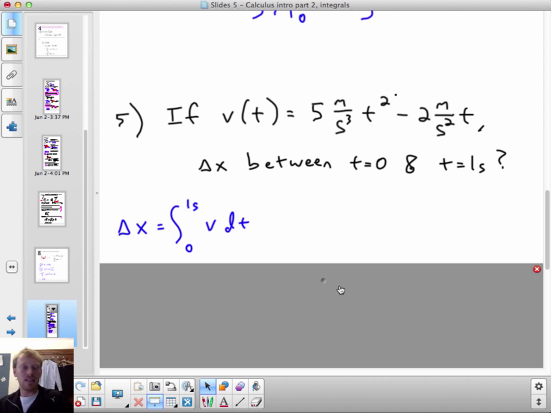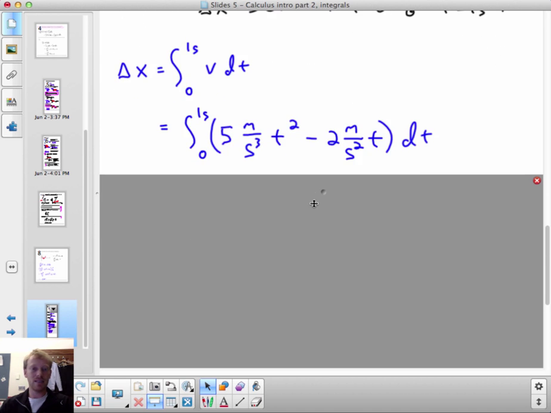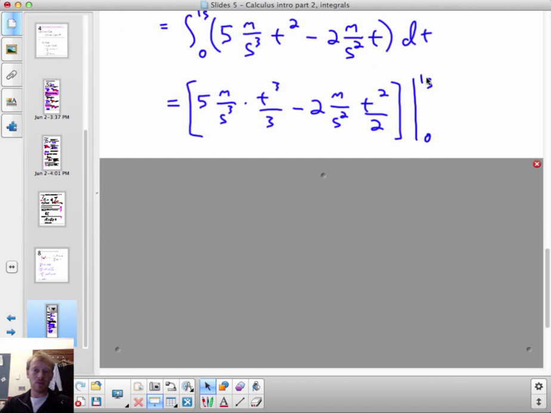The displacement is the integral of the velocity with respect to time between 0 and 1 second. There I've substituted the expression for the velocity. When I do this integration, 5 and meters and seconds are all constants. They don't get integrated. They come out of the integral. And so 5 meters per second cubed just passes straight down, and the integral of t squared is t cubed over 3. Okay, minus, there's our 2 meters per second squared, and the integral of t is t squared over 2. Evaluate that between 0 and 1 second.